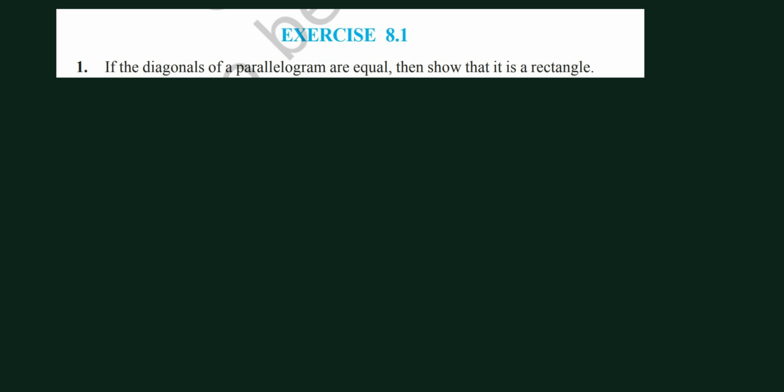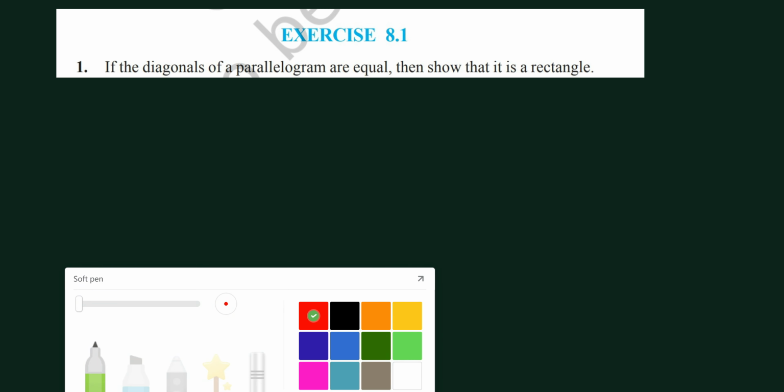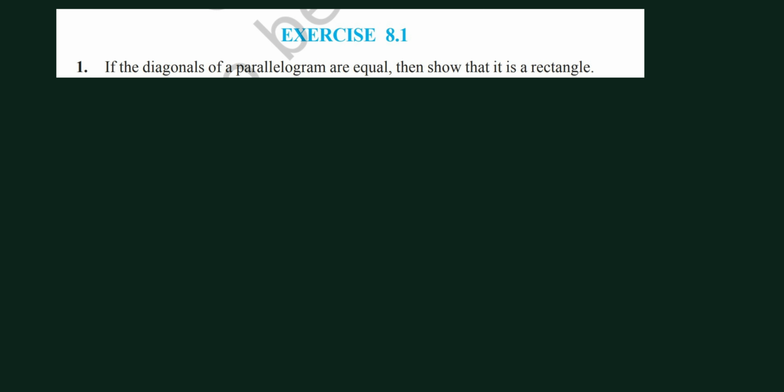If the diagonals of a parallelogram are equal, then show that it is a rectangle. Okay, so to show the parallelogram is a rectangle, you have to prove that every angle of the quadrilateral is equal to 90 degrees. So let us say this ABCD is the quadrilateral.